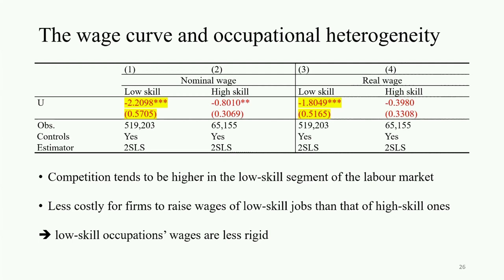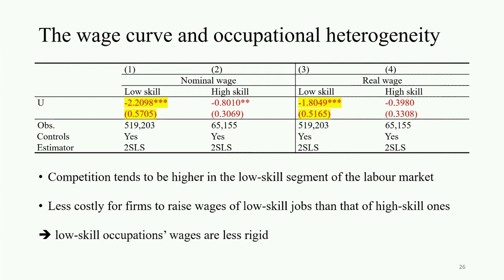And as you can see from this table, it seems like the wages of the low skill occupations are more cyclical compared to the wages of the high skill occupations. Why is this so? Well, there's a number of reasons to explain these observations.